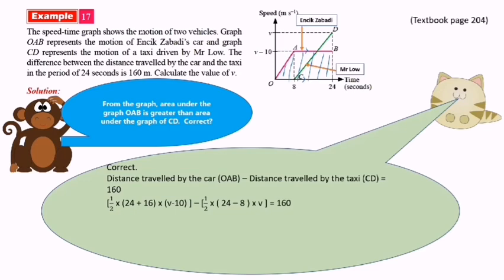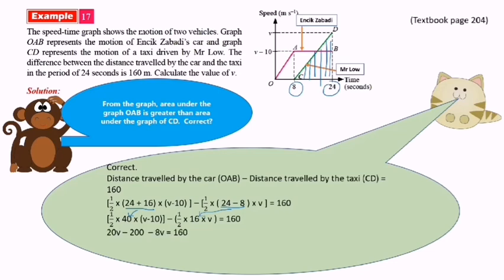The area of the trapezium is 1/2 times (24 plus 16) times the distance between the two parallel lines, (v minus 10), minus the distance traveled by the taxi CD, 1/2 times (24 minus 8) times v, equals 160. So 24 plus 16 equals 40. 24 minus 8 equals 16.